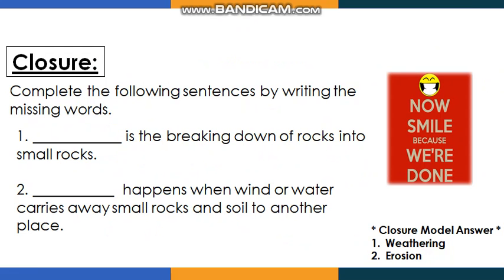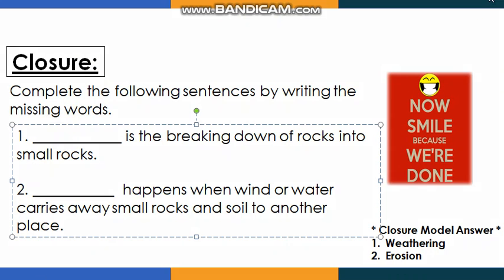And let's read number two. Happens when wind or water carries away small rocks and soil to another place. What do we call it? Erosion. Excellent. So let's try the answers here. Before writing the answers, everyone, please remember this. When we say weathering, the key word is breaking. The key word is breaking. And when we say erosion, the key word is carrying, to carry. Okay, so let's write the answer here.